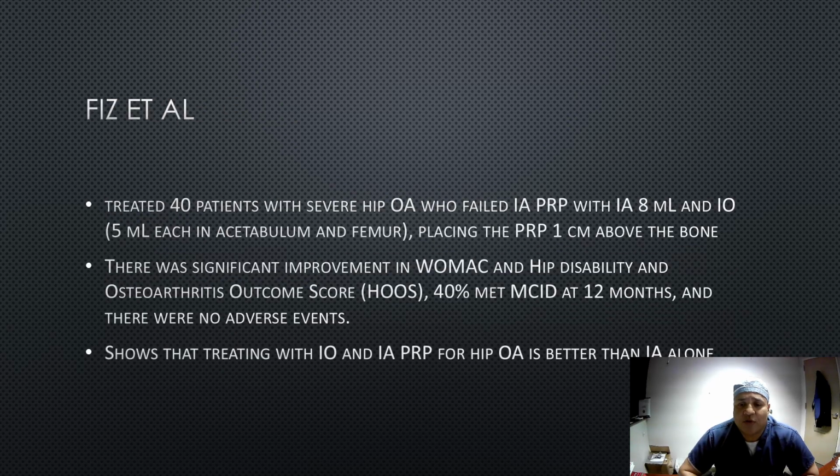Fizz et al. treated 40 patients with severe hip osteoarthritis who failed intraarticular PRP with intraarticular and intraosseous PRP. This study showed significant improvement in WOMAC as well as the HOOS scale at 12 months with no adverse events. The study showed that treating with intraosseous and intraarticular PRP for hip osteoarthritis was better than intraarticular treatment alone.